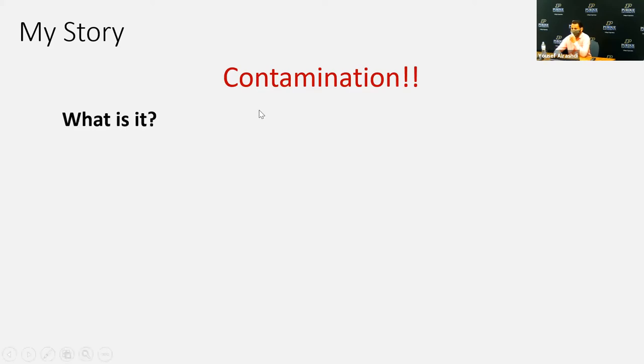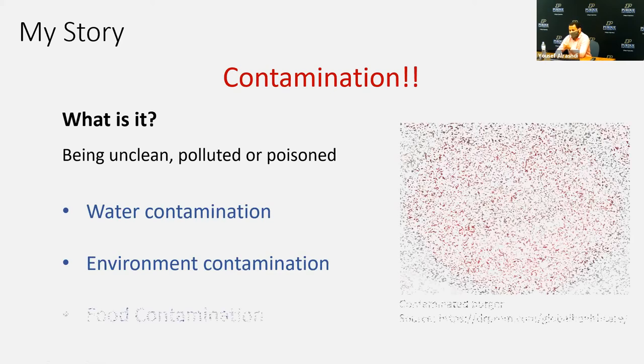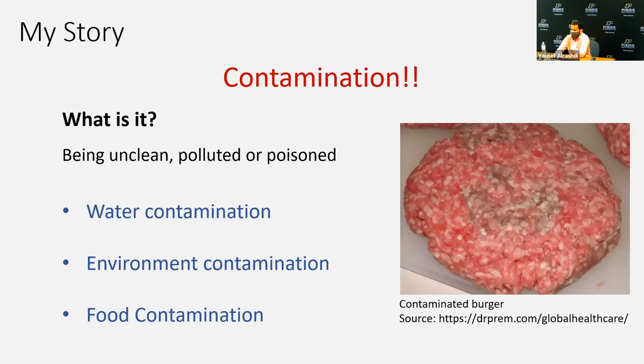Okay. So contamination is being unclean, polluted or poison. And actually, if we talk about contamination, there is water contamination. The water can be contaminated. And also the environment can be contaminated. And there is food contamination. And this is our topic for today and what we are going to focus on.